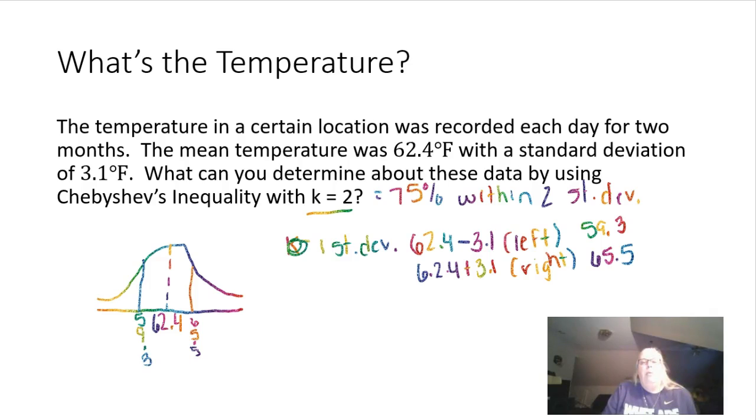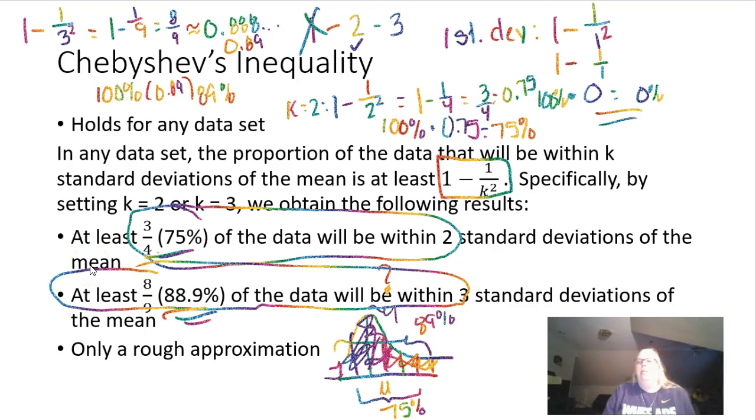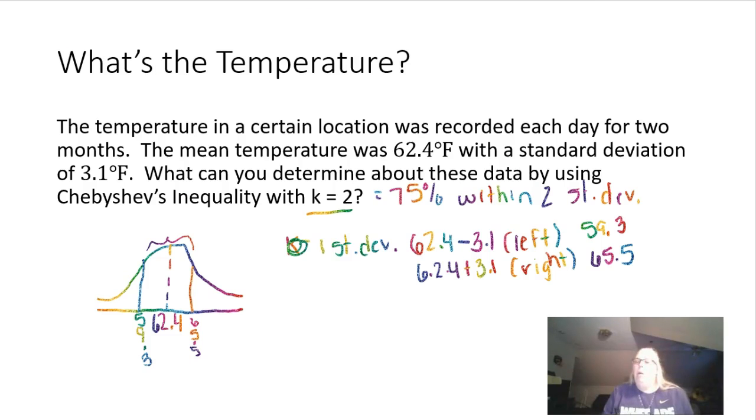59.3. Now remember, we can't say anything about the percent of data in here because when we put 1 into our formula, we ended up getting 0%. So that's not going to help me at all. But it will help me get to my second standard deviation, which is what they're asking me for right here.